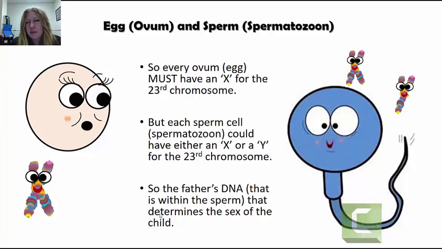So a little bit of nomenclature here. If you have a single egg, we can also call that an ovum. If you have a bunch of eggs together, we would call that ova, O-V-A. Sperm, if you just have one sperm cell, we could call that a spermatozoon. If you have a lot of sperm, it would be spermatozoa.